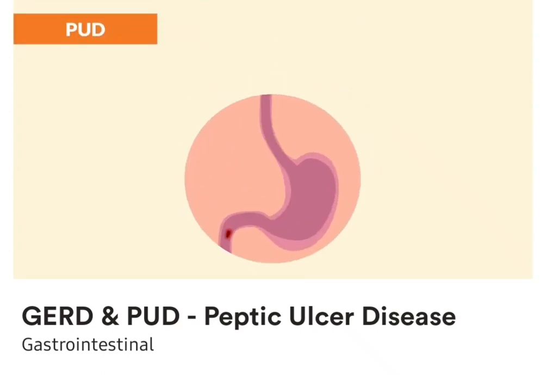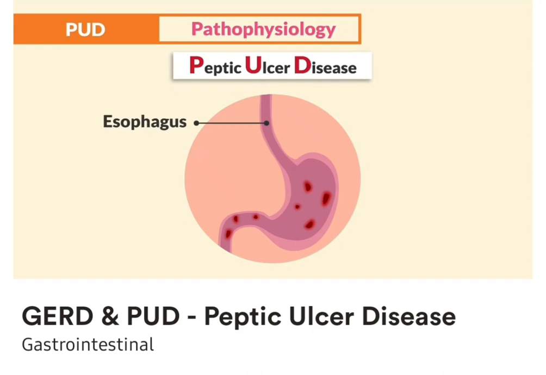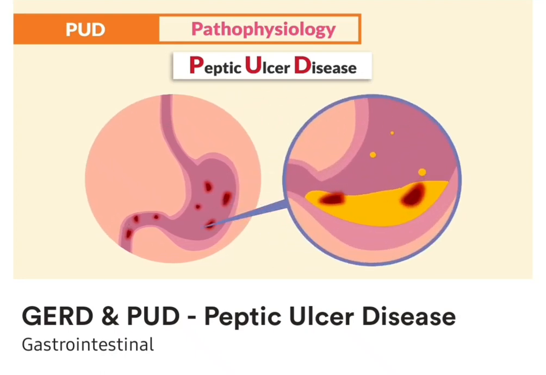Now for PUD, the peptic ulcer disease. The pathophysiology is pretty simple. We have open sores or holes inside the esophagus, stomach, or duodenum. It happens when the gastric acids erode the gastric lining, creating an open hole, or basically an open sore.